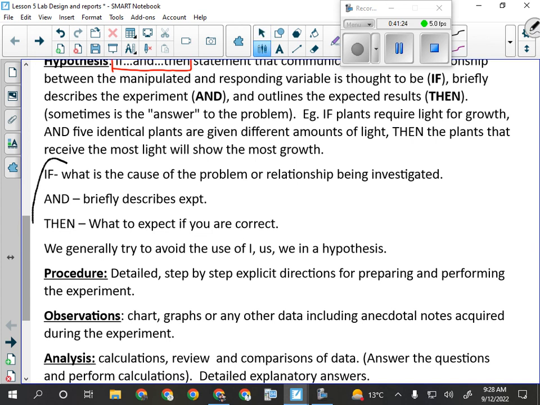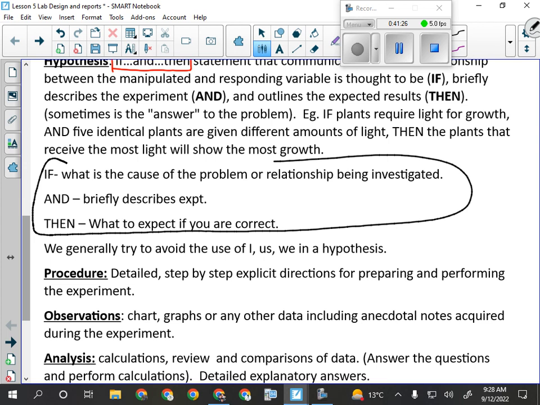If you want to get 5 out of 5 on your hypothesis, those are the things that need to be in there. It's a fairly long sentence, and it's 5 marks, just that one thing.